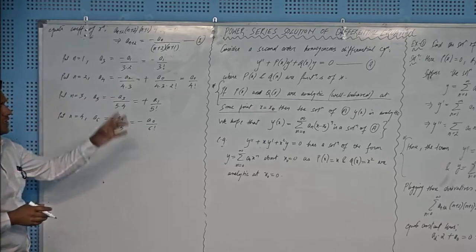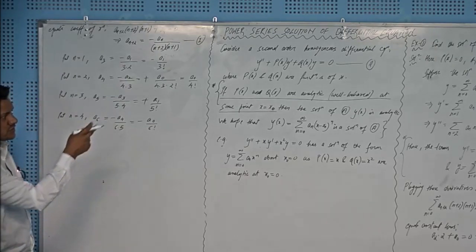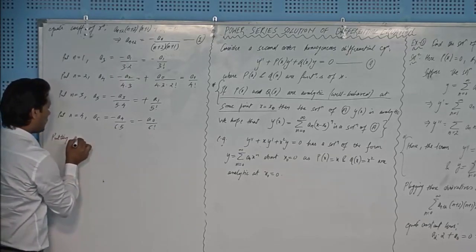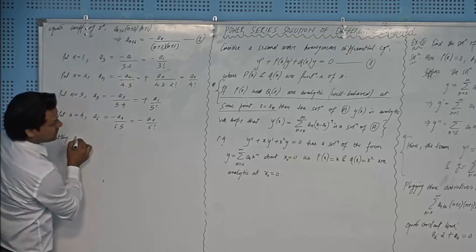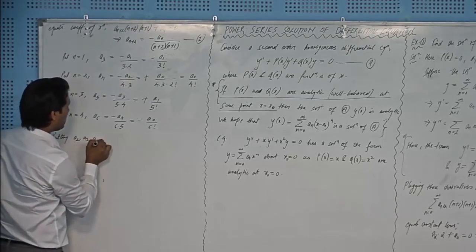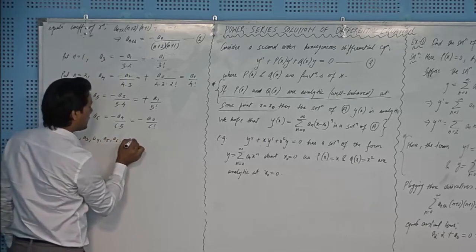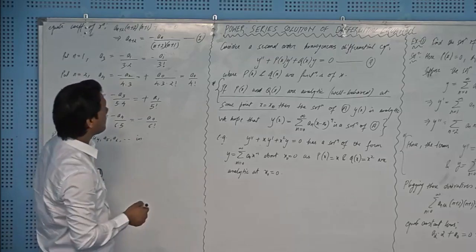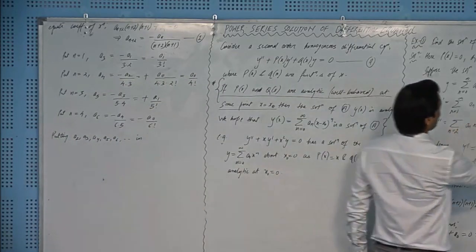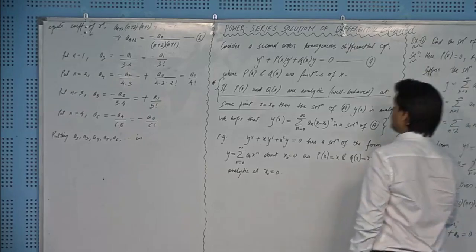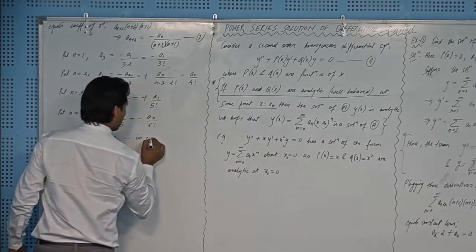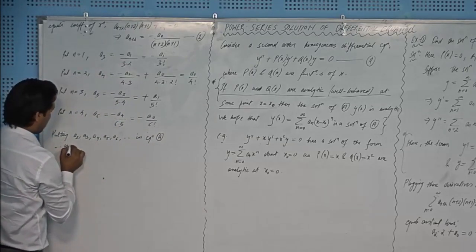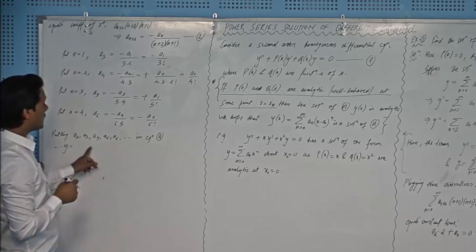Now I think we can put these values in our series, right? Putting the values of A2, then A3, then A4, A5, A6 in our series, and that was our series. I will name that equation number A. Let it be equation number A, right? In equation A, we will get y is equal to, I will put these values in expanded form.